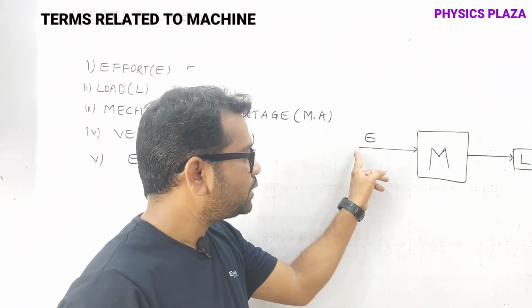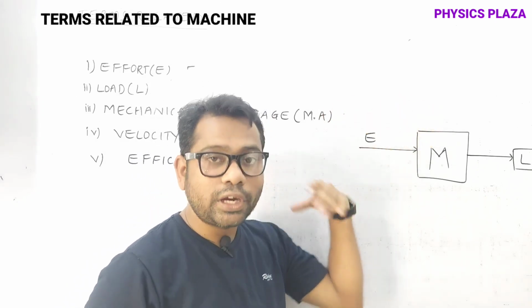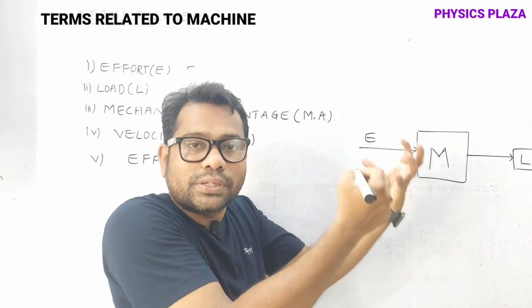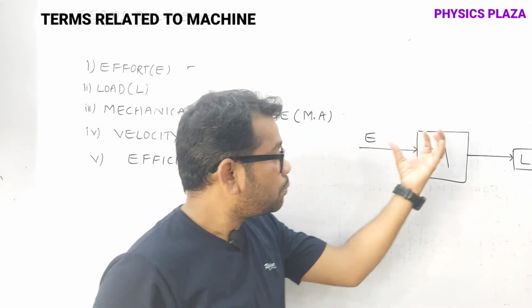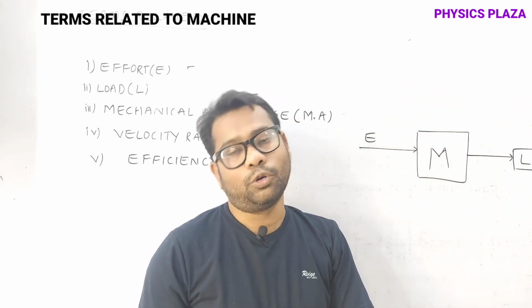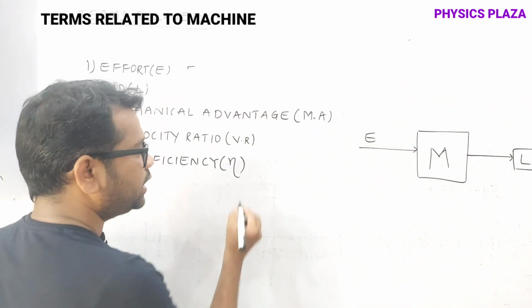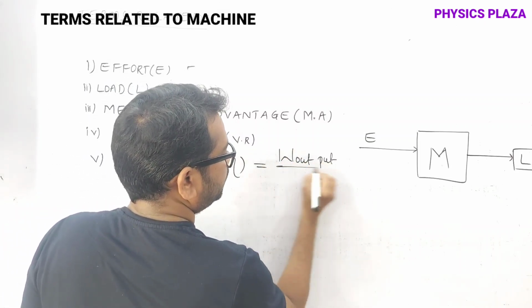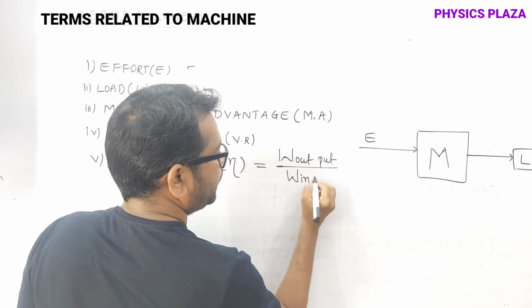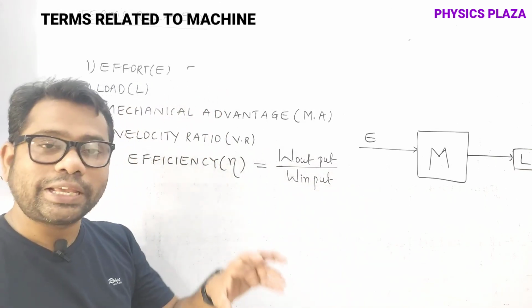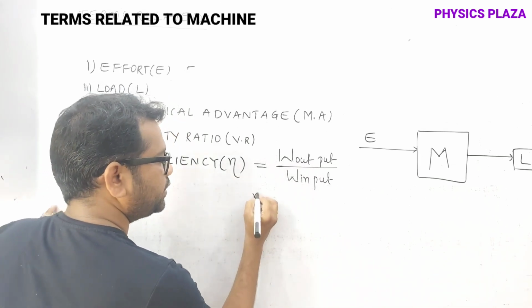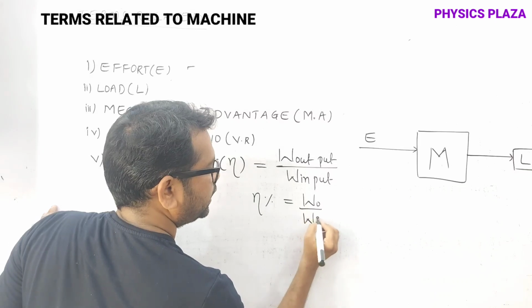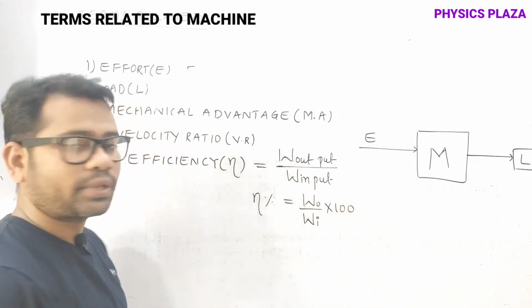So as we are exerting effort on the machine, it means we are doing some work, which is called work input. Whatever work we do on the machine is called work input. As a result, the machine does some work on the load, called work output. So how can we define efficiency, children? Efficiency is the ratio between work output and work input. In general, efficiency is expressed as a percentage. So efficiency percentage is equal to work output by work input into 100. Is that clear, children? Fine.